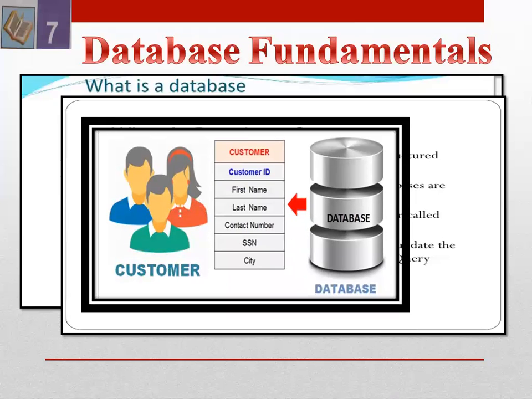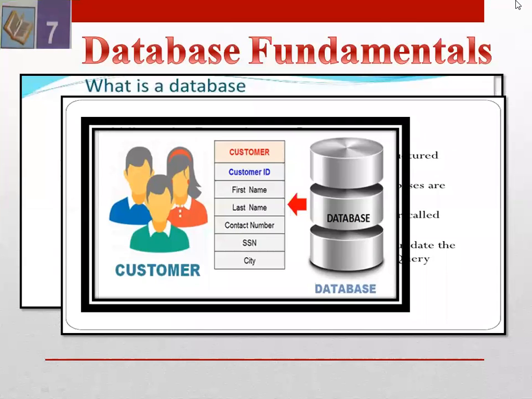Here you can view customer ID, first name, last name, contact number, SSN, city. So here we have a database. This is the complete information of all the customers which we have. And if a customer wants to extract data, wants to get information after processing, they can get the data. And if a company wants to save, they can get the data from the user and then save it in the form of a related file into the database.